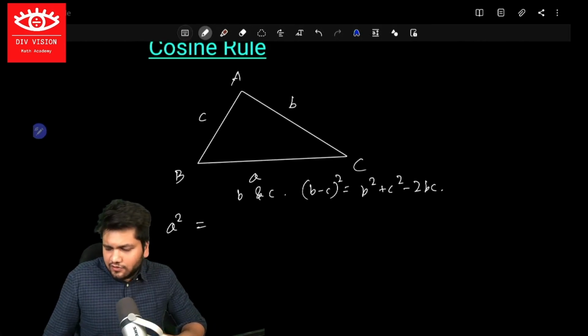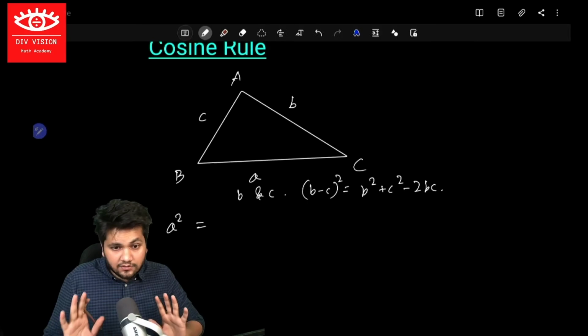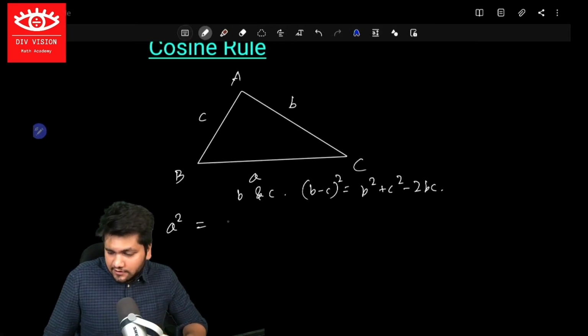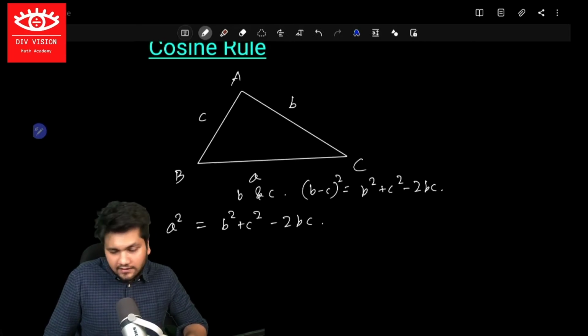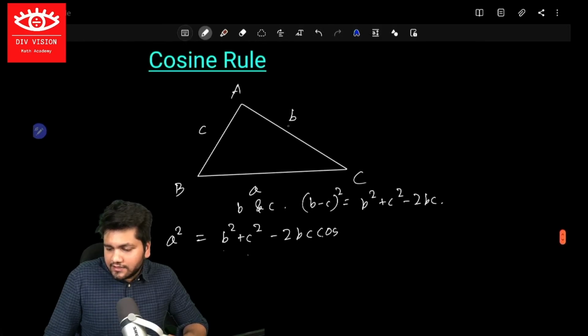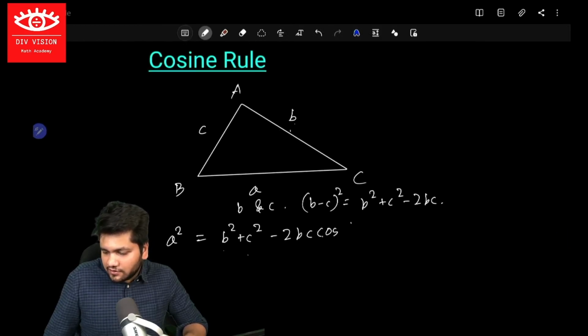So a square is going to be what? It's going to be b minus c whole square. There's no logic there. It's just illogical logic. Anyways, it's going to be b square plus c square minus 2bc. Since it's cosine rule, there is cos there. So it's going to be cos of angle between b and c. Now, what is the angle between b and c? It's going to be a. So it's going to be cos a.